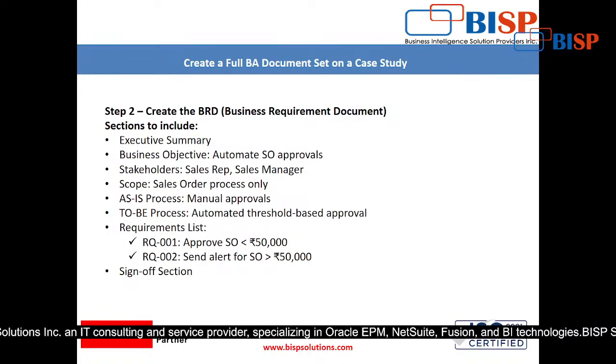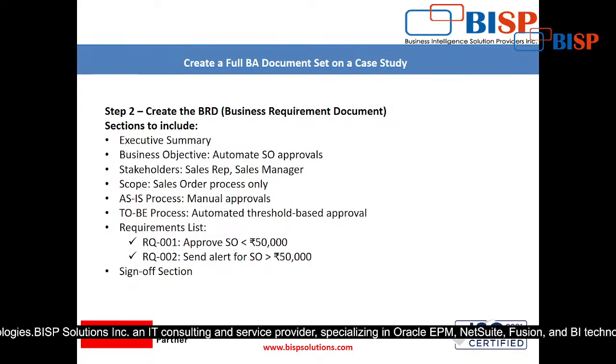Threshold-based approval means a limit you have set, 50,000. Below 50,000, that is auto approval, and beyond 50,000, send an alert for SO approval, which are greater than 50,000, right? And later on, the sign off section.